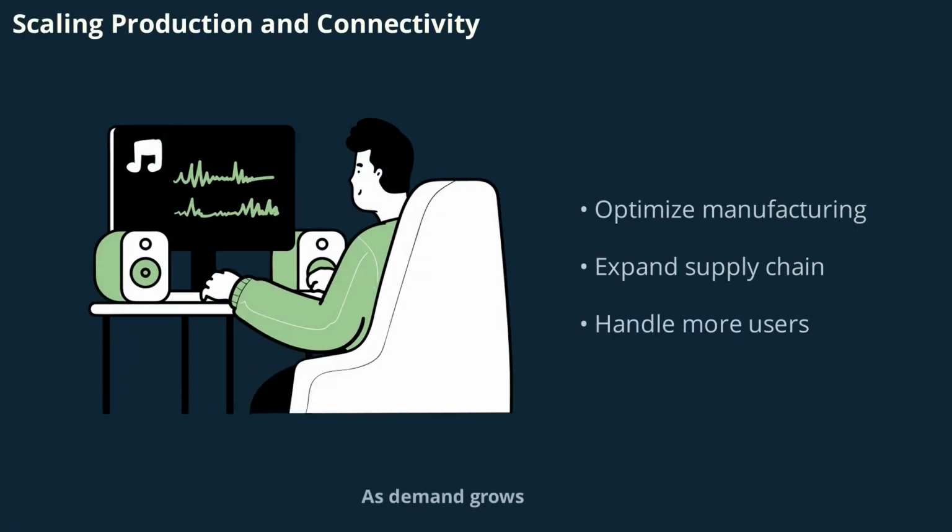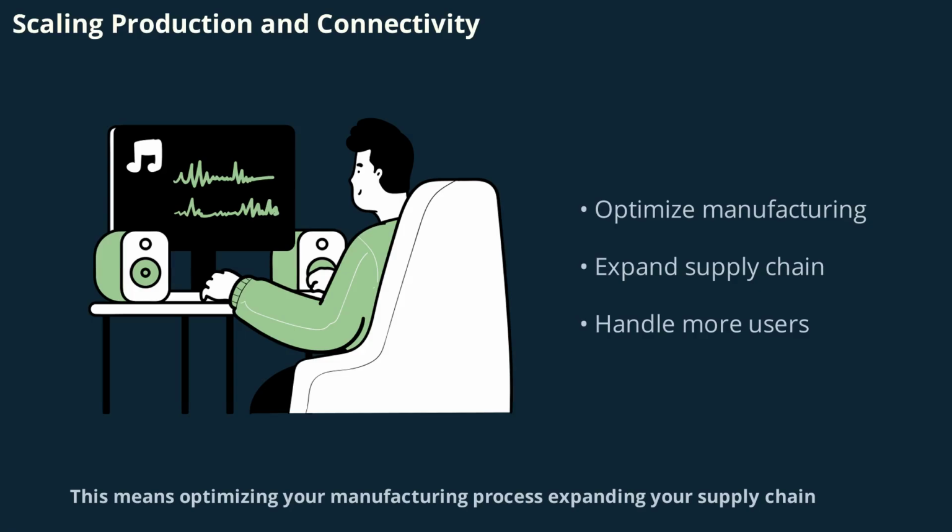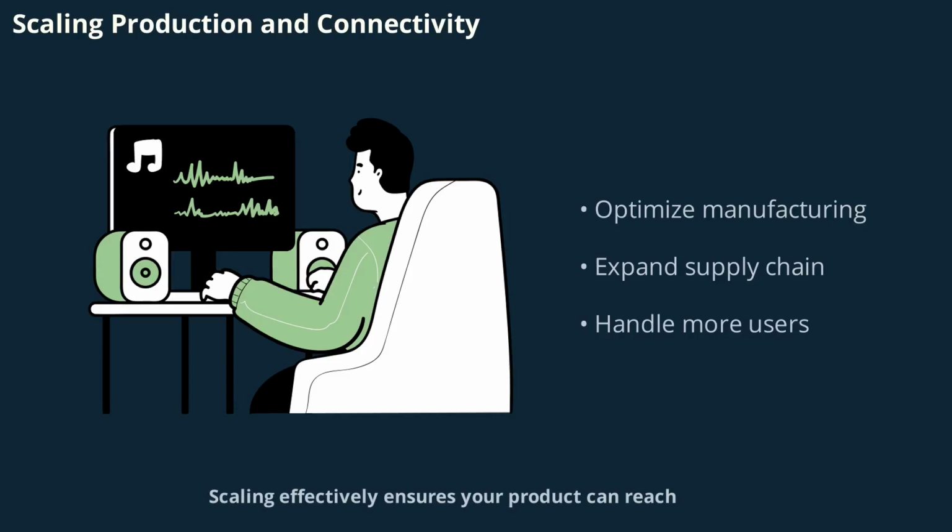As demand grows, you'll need to scale your production and connectivity infrastructure. This means optimizing your manufacturing process, expanding your supply chain, and ensuring your cloud services can handle increased traffic. Scaling effectively ensures your product can reach a wider audience without sacrificing quality or reliability.